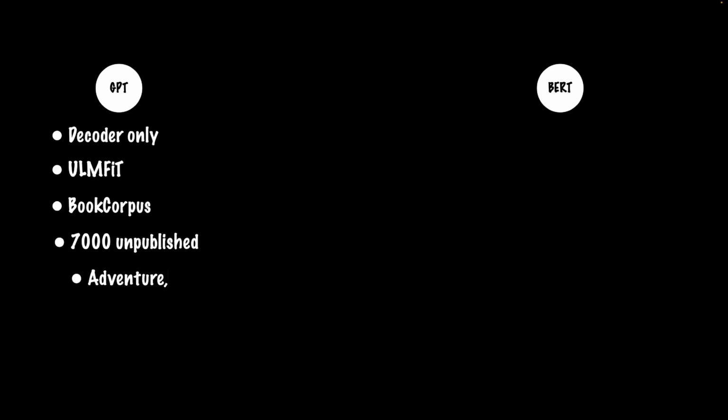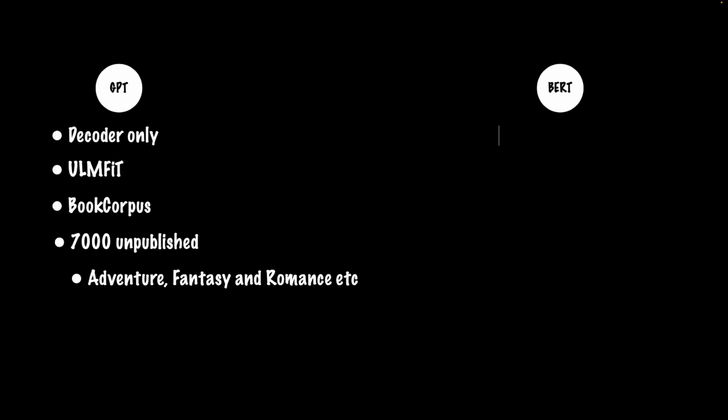In 2018, two groundbreaking transformer architectures were introduced that combine the power of self-attention with transfer learning: GPT and BERT. GPT uses only the decoder part of the transformer architecture and follows the same language modeling approach that we've discussed so far, called ULMFiT. It was pre-trained on the book corpus, which consists of 7,000 unpublished books from genres like adventure, fantasy, romance, etc.